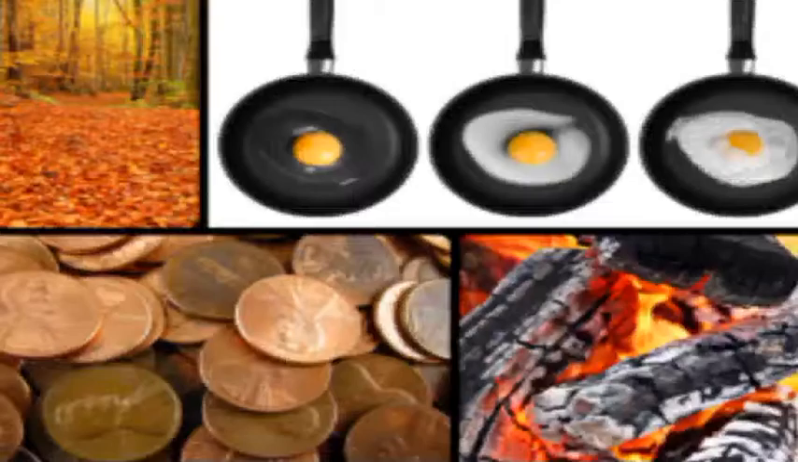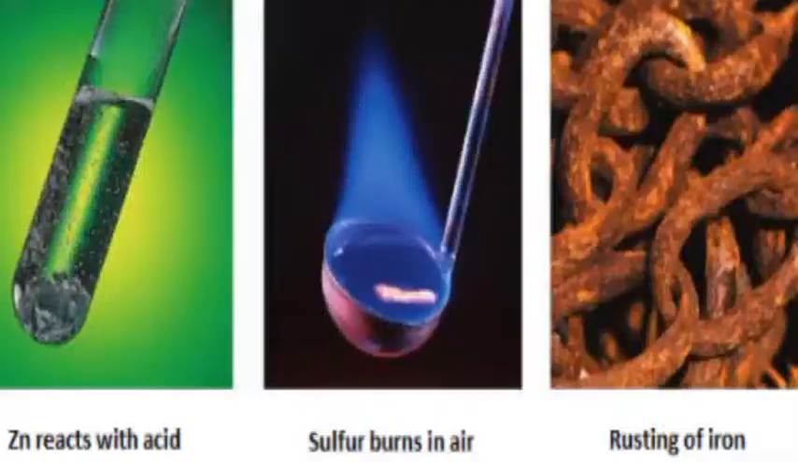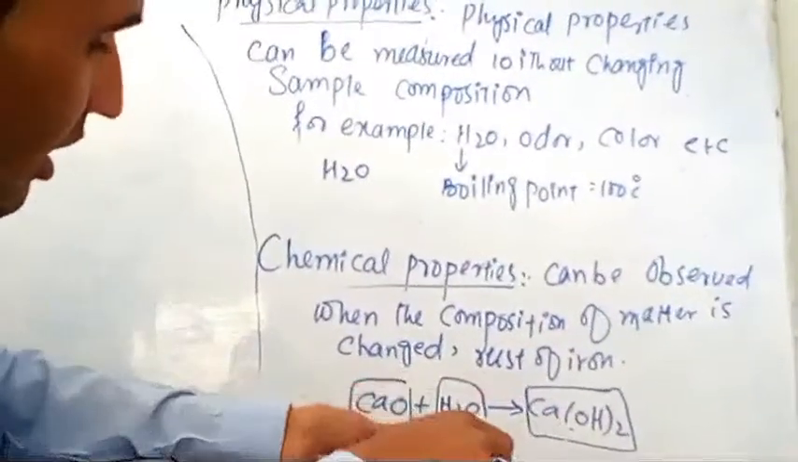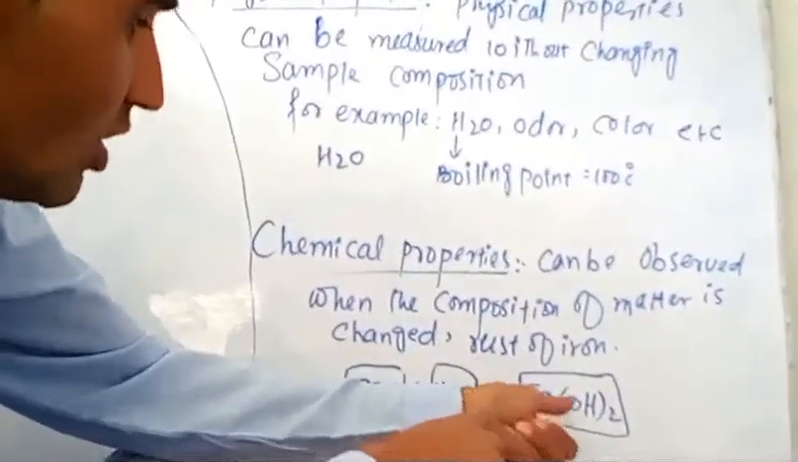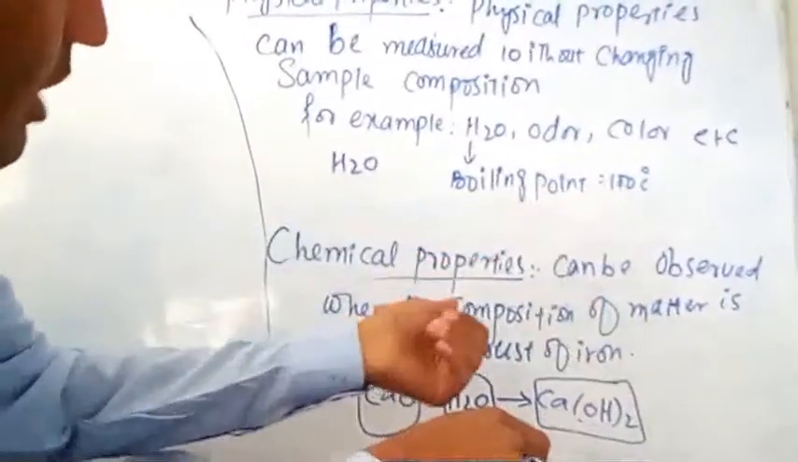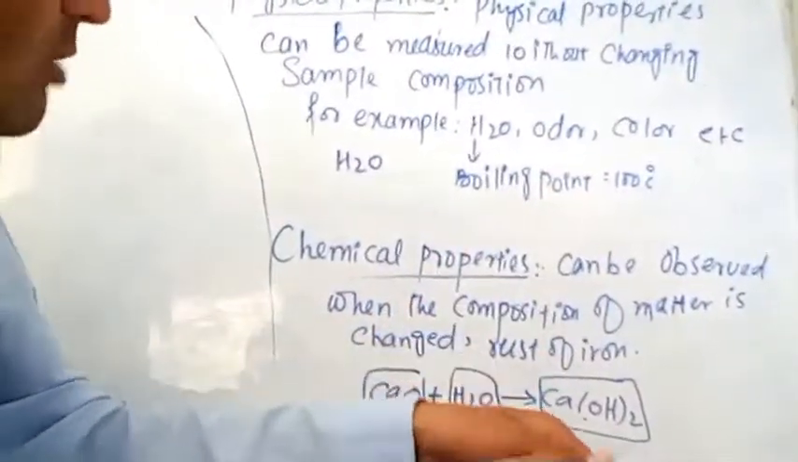Therefore, we can say that chemical properties can be observed only if the sample composition is changed. If the sample is totally changed, this time calcium oxide is not calcium oxide, its composition is changed, and we have found the chemical property of calcium oxide, that it can form calcium hydroxide.